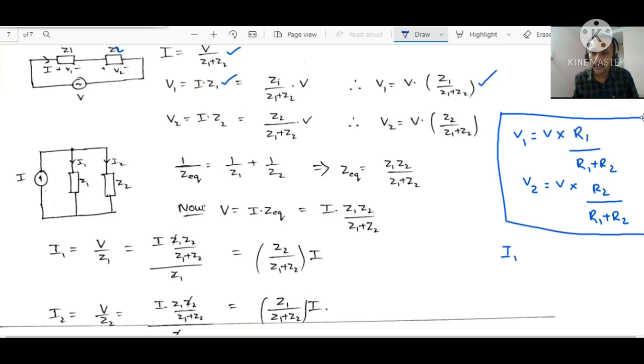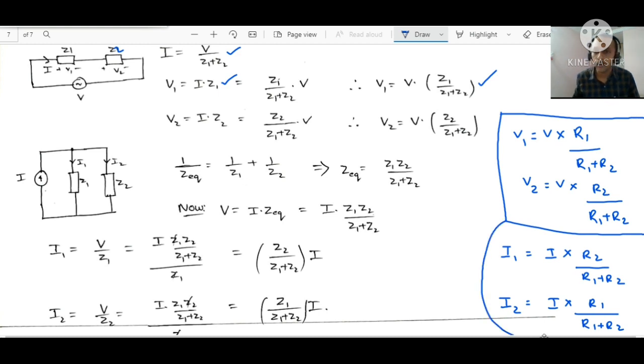If it is the current division rule, you take the opposite resistance. That's the only difference. Total current into the opposite: for I1, you will take R2, so R2 by R1 plus R2. If I want I2, it's the opposite arm resistance: I into R1. That's the only difference. If it is current, opposite; if it is voltage, same resistance. These two rules are very, very important to solve so many problems. That is what we have done here also.